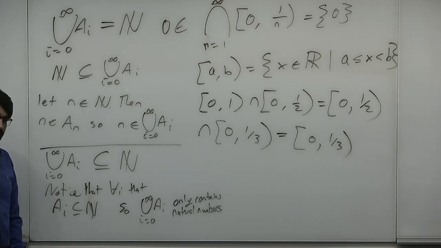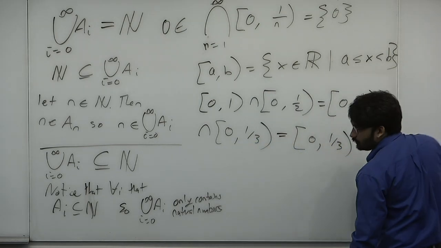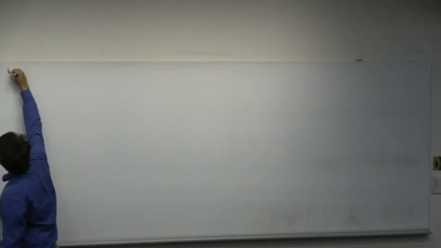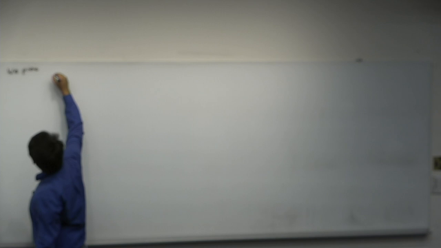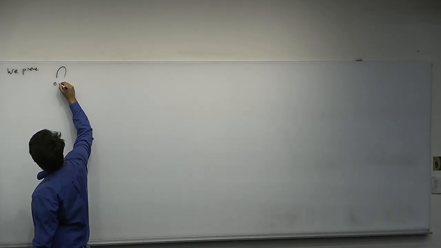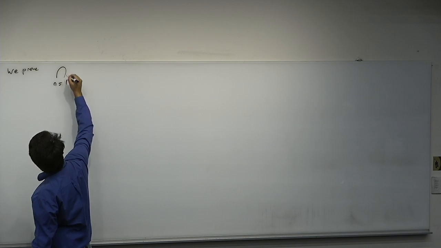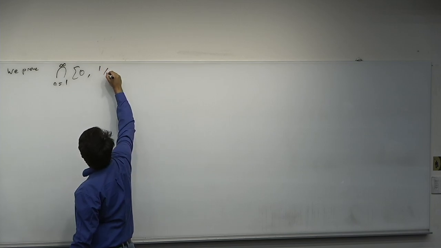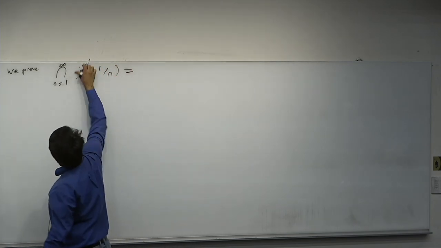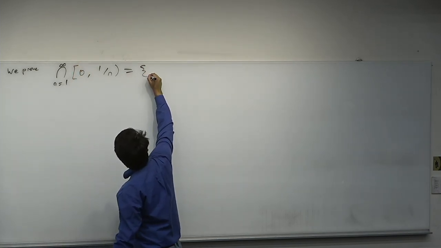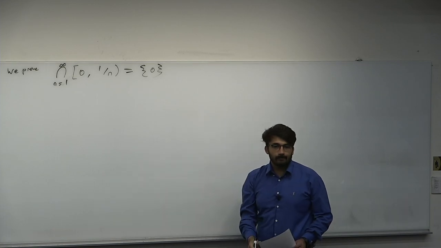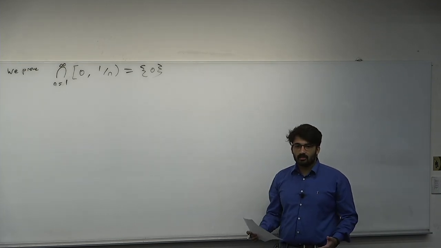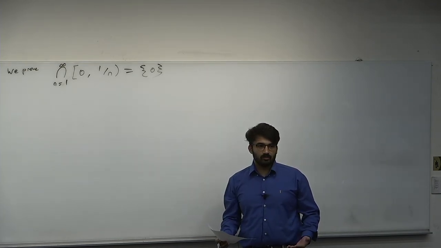Now, how would you prove this? Let's prove it. We prove that the intersection over n equals 1 to infinity of the interval 0 to 1 over n is equal to the set containing zero and nothing else. Right? What would be your first proof strategy? Direct, contrapositive, contradiction? What would be the first thing you would do to try to prove this?